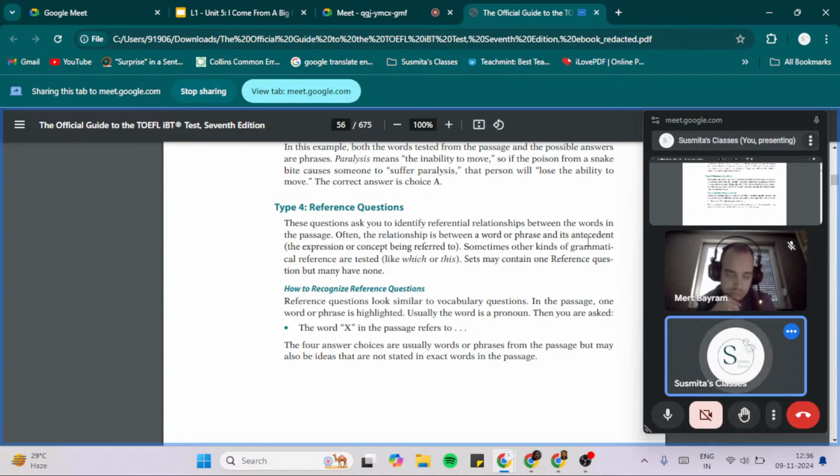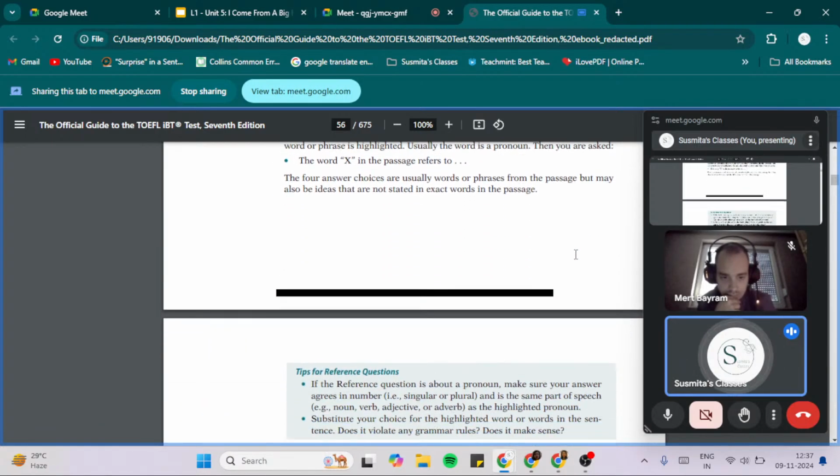This is where you might need to spend a little bit of time, more than 10-15 seconds sometimes, because you need to be 100% sure that you have selected the correct option. The question would look like this: the word, say X, which is being used in the passage, refers to... Again, you would be given 4 answer choices. They will be either words or phrases, but may also be ideas that are not stated in the exact words in the passage. They might be paraphrased and asked. So that's where we have to be sure about it.